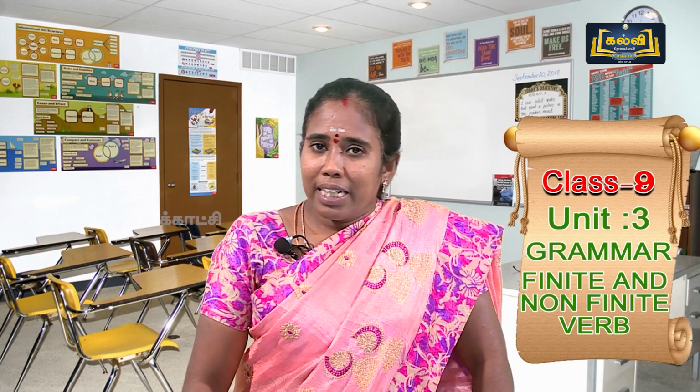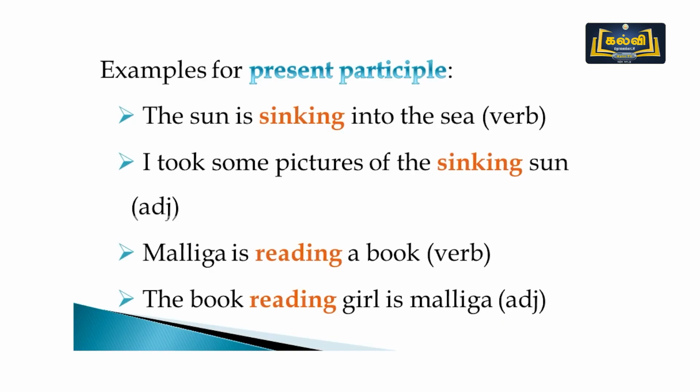Let us see in the following examples. The sun is sinking into the sea. Here, the present participle is a verb. The sun is sinking. Sinking is the present participle. It is working in the form of a verb. In the next sentence, I took some pictures of the sinking sun.